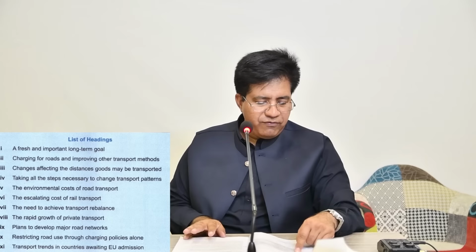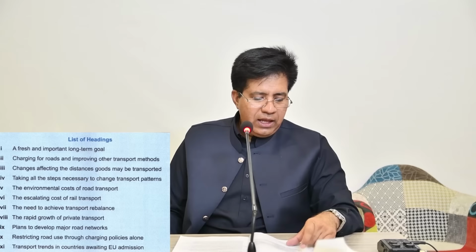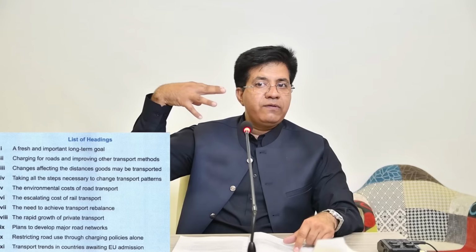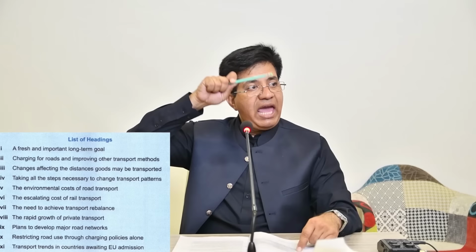And see that true, false, not given is so good that after doing that, we know some of the answers already. Heading number six: escalating cost of rail transport. A complete paragraph about rail transport and the increasing cost of rail transport. Heading number seven, we will not read it. You know why? Because paragraph F and heading number seven have been used as an example.